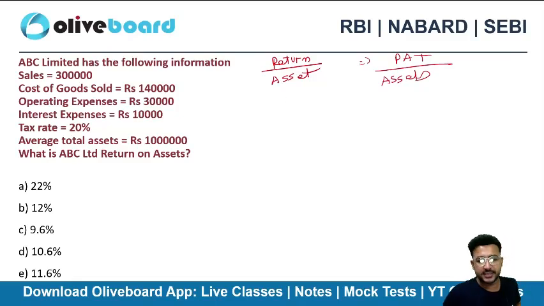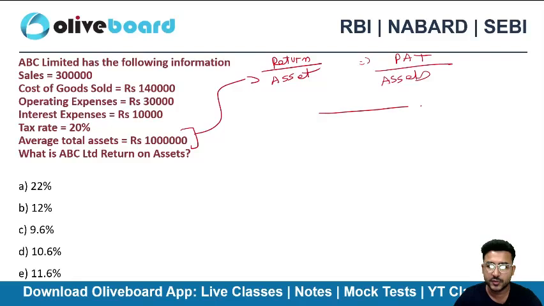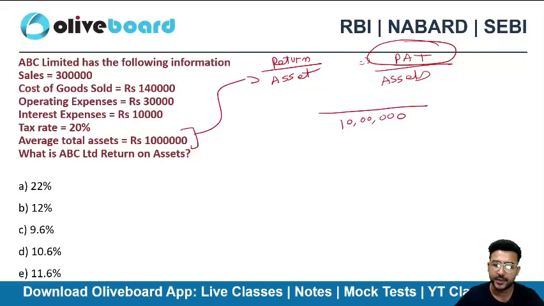Now we can read the question. We have sales and cost of goods sold, so we can ascertain our gross profit. Then we have operating expenses and interest expenses, so EBIT, EBT, everything we can calculate, right? Tax expenses are also there, so earnings after tax, that is profit after tax, we can easily compute here. And we have average assets as well. So can I say that one aspect is already sorted? They have given me the average assets, so my denominator is already sorted. I just need to calculate the profit after tax.